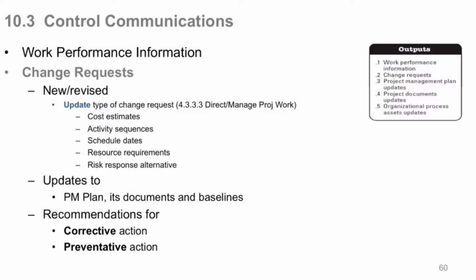So it says when you're doing control communications, you may have a change request to update things, maybe to update cost estimates, activity sequences, schedule dates, resource requirements, risk response, that we'll get to later, how you do that. So to update those things, you'd use a change request. Now that's different than corrective action, preventative, or defect repair.